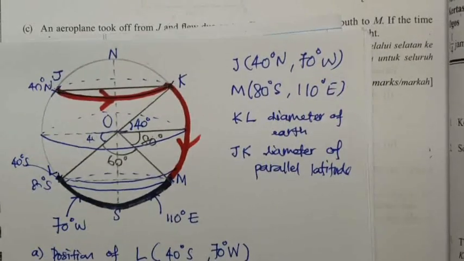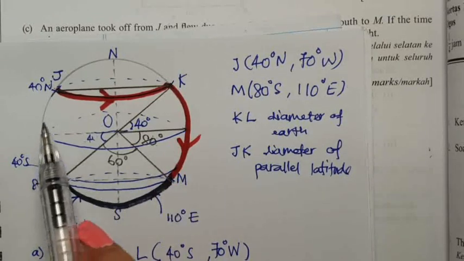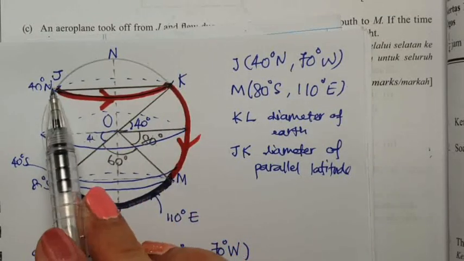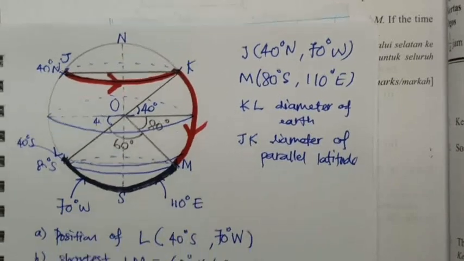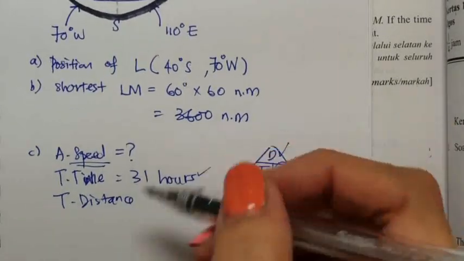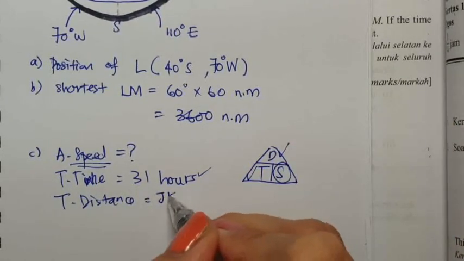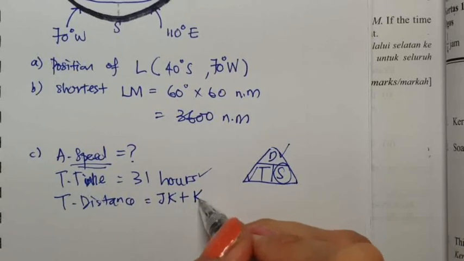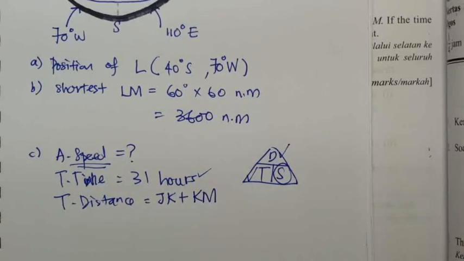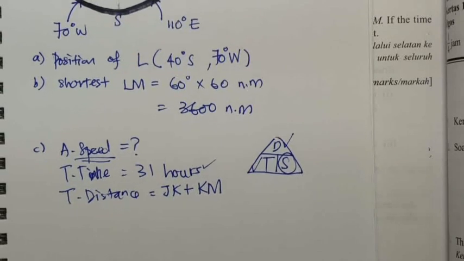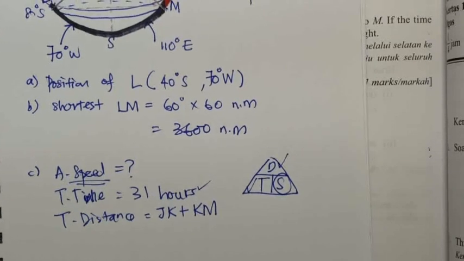So the total distance, basically, look at the red line. We have to have JK and KM. So the total distance will be JK plus KM. Do we have J to K? We don't have, we have to find. What about K to M? Also don't have, we have to find. So let's find it. Okay, how do we find J to K?